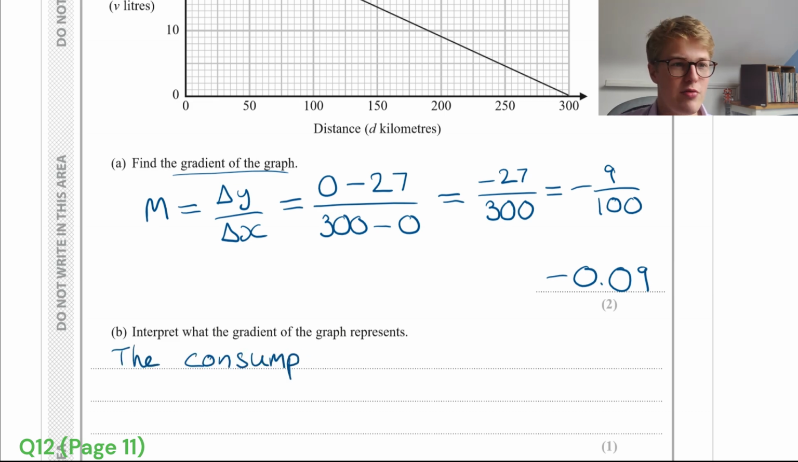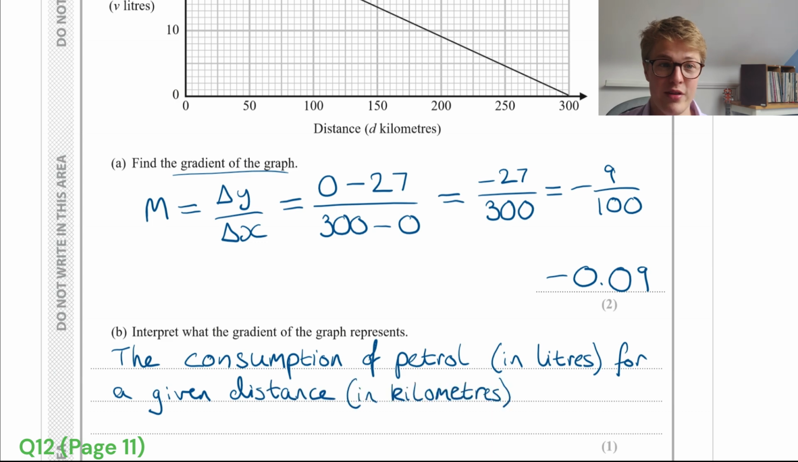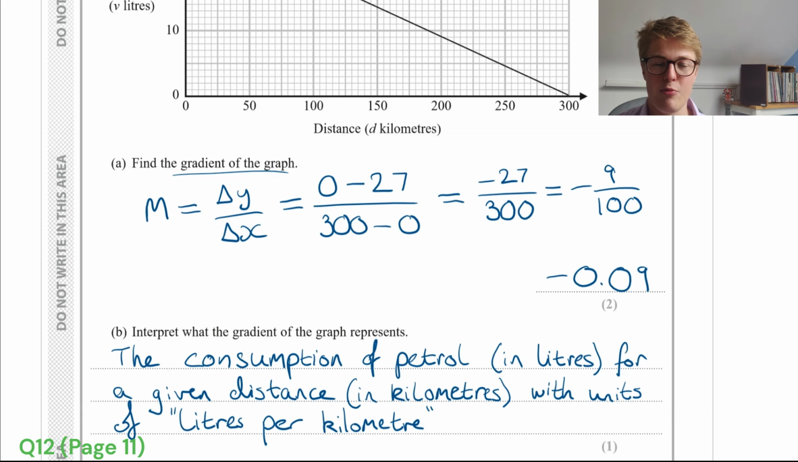Interpret what the gradient of the graph represents. I said the consumption of petrol in litres for a given distance in kilometres, with units of litres per kilometre. The key thing here is we're talking about the rate of consumption of petrol per unit distance.